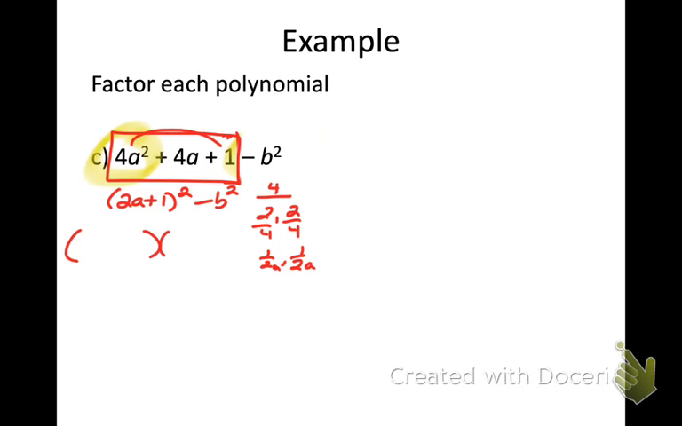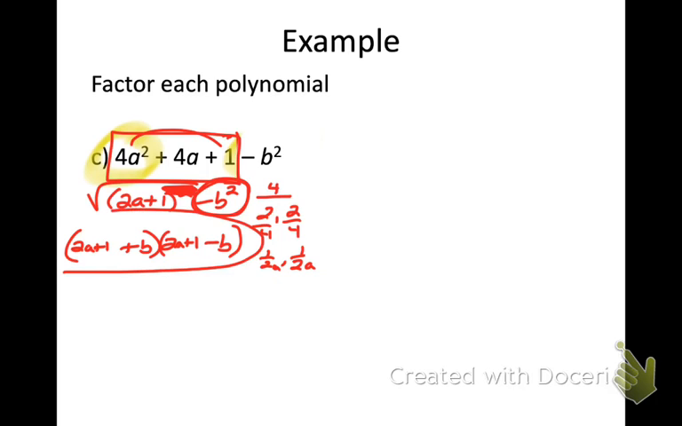Well, remember with your difference of squares, you're going to have two sets of parentheses. You're going to have a plus and a minus. What's the second half? That's the easy part. That's just b, because the square root of b squared is b. When you square root your first term, it cancels out this square right here. So then you're just left with 2a plus 1 and 2a plus 1. So we have 2a plus 1 plus b times 2a plus 1 minus b. Difference of squares.